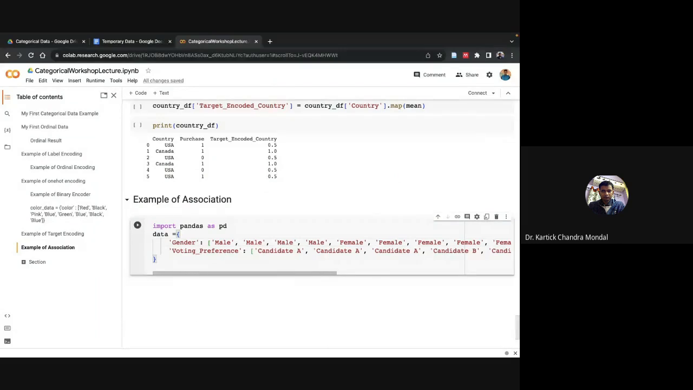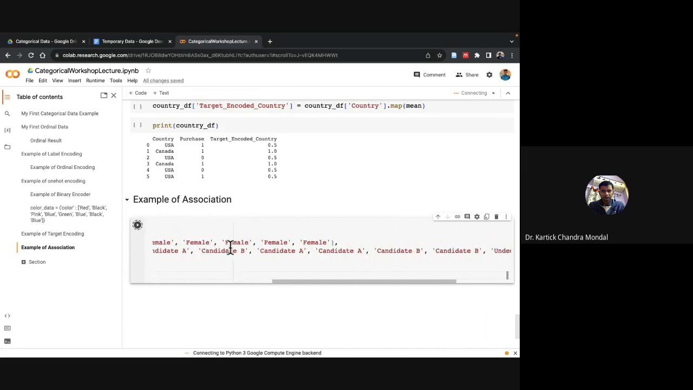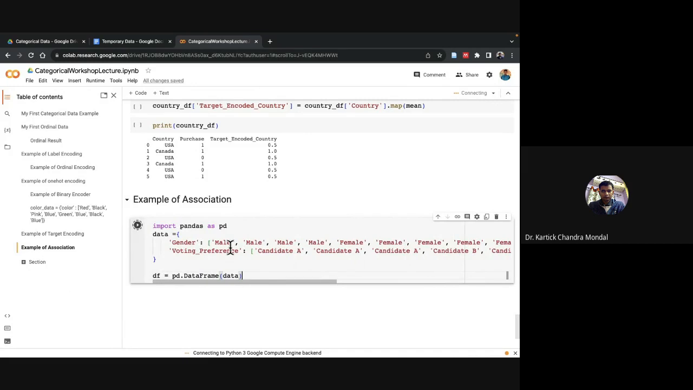Now what you have to do is create a data frame: df equals pd dot DataFrame, with data. The data will be as you have already seen, so I am not going into this. So this is the data, and the size of the data is very small. I will show you now.